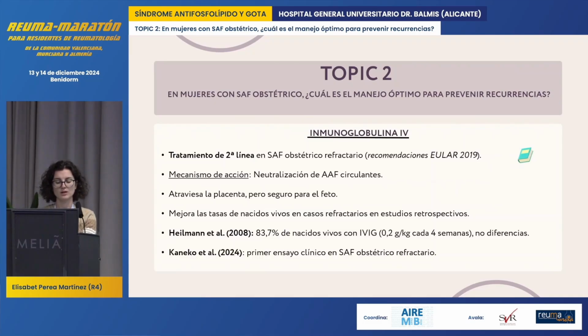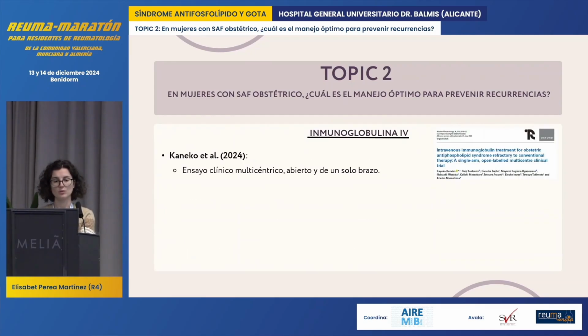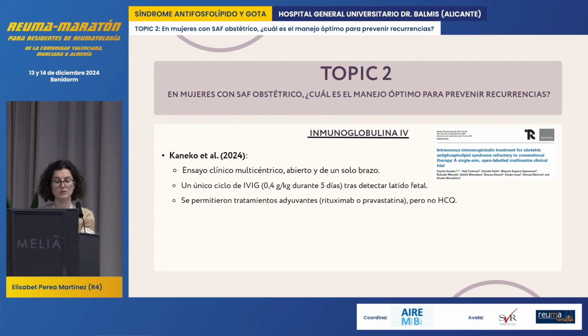And in 2024, a clinical trial was published, which is the first clinical trial using immunoglobulins in refractory obstetric APS. It is a multi-center, open-label, single-arm trial, therefore, without a comparison group, in which a single cycle of immunoglobulins is used. In this case, if we add up the dose, it does amount to 2 grams per kilogram, but distributed over 5 days. And this dose was administered after detecting the first fetal heartbeat. Additionally, the protocol allowed the use of other treatments, including rituximab and pravastatin, but did not allow the use of hydroxychloroquine. And the primary outcome variable was the live birth rate at week 30.